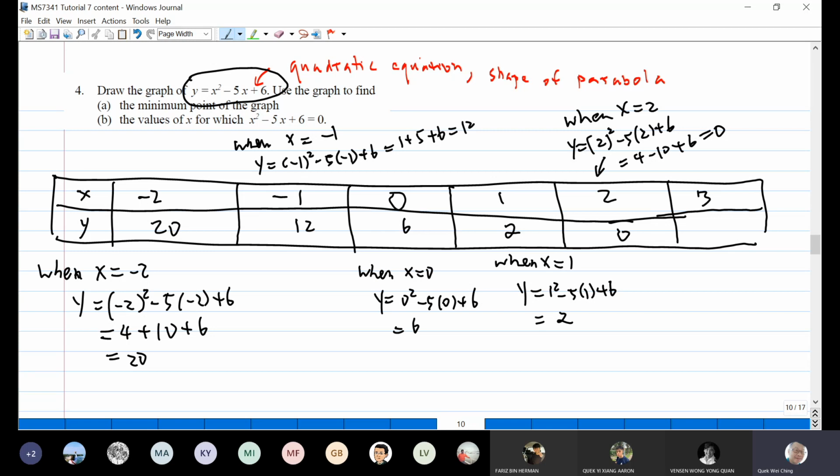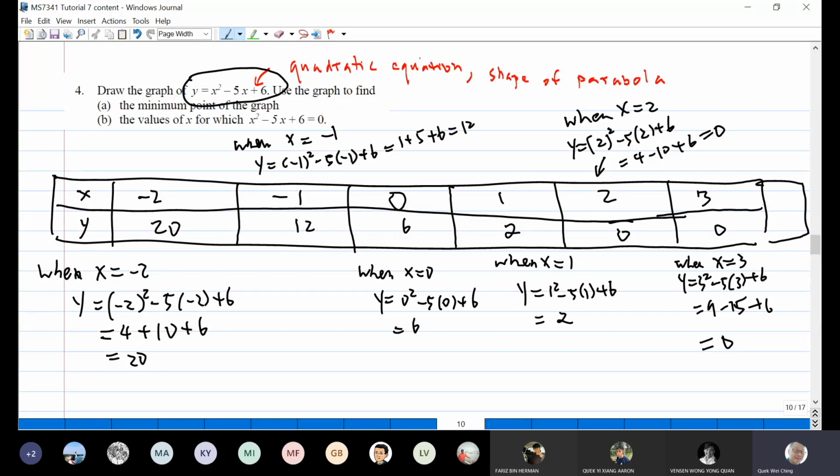I think I need more points. So when x equals 3, you get y equals 3 squared minus 5 times 3 plus 6 here. So this will give you 9 minus 15 plus 6, you get 0.